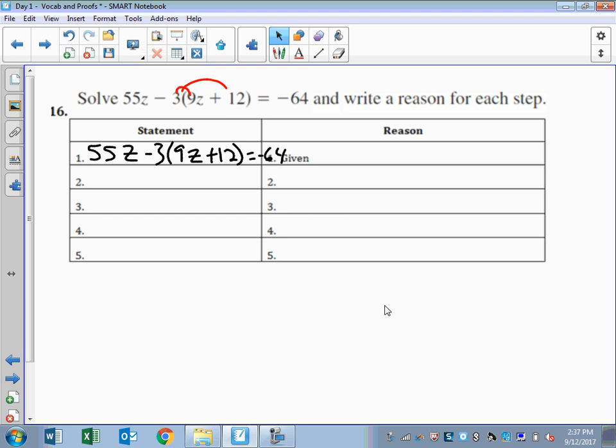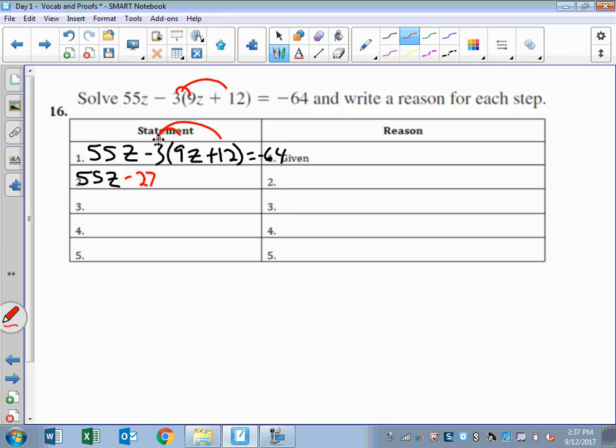Okay, I'm back. So our given statement is the original equation, 55z minus 3 times the quantity 9z plus 12 equals negative 64. Well, I showed you already, but you have a number outside of parentheses, so you're going to have to distribute. That's going to be 55z minus 27z minus 36, and that's going to be equal to negative 64.